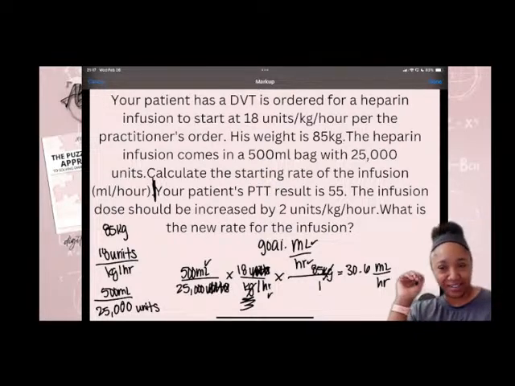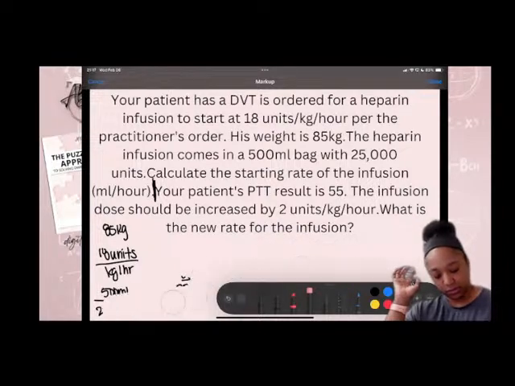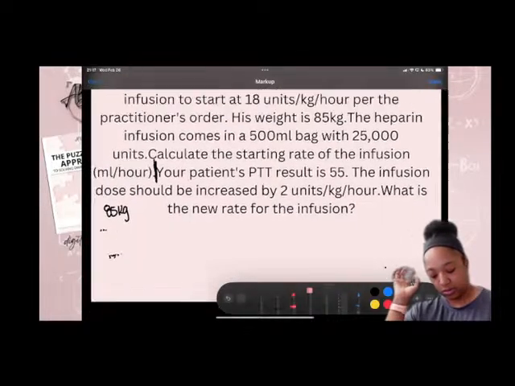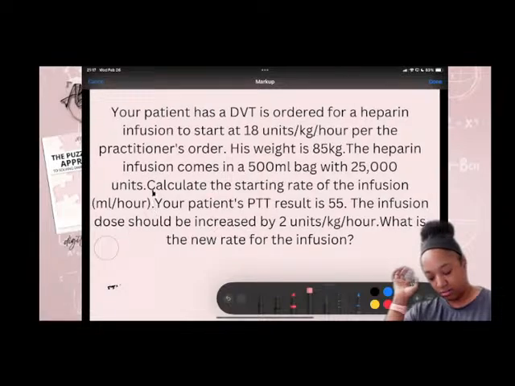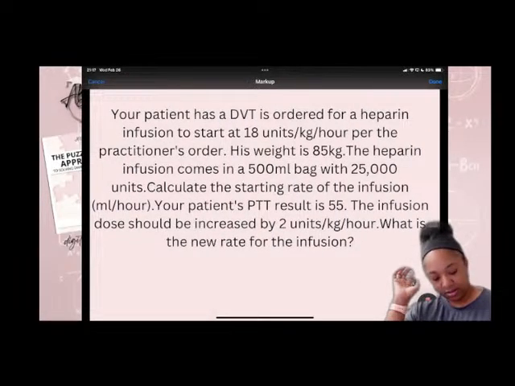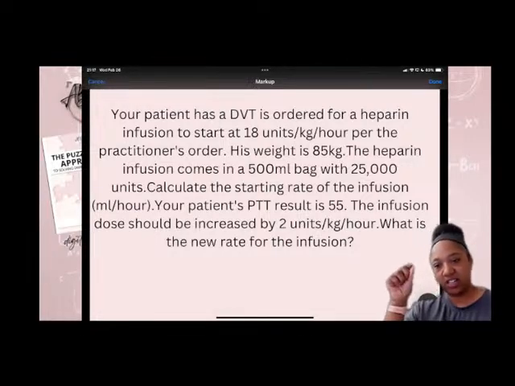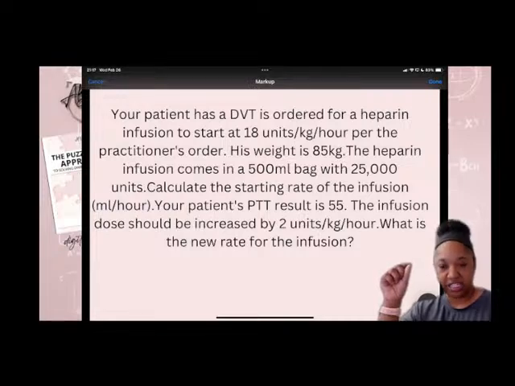So easy. Okay. Alrighty. So that was the first part. The second part. Your patient's PTT. What is a PTT? Yeah, I know what a PTT is.